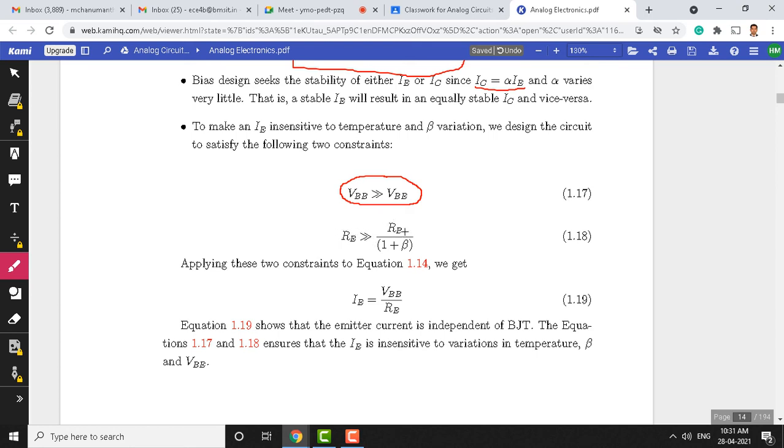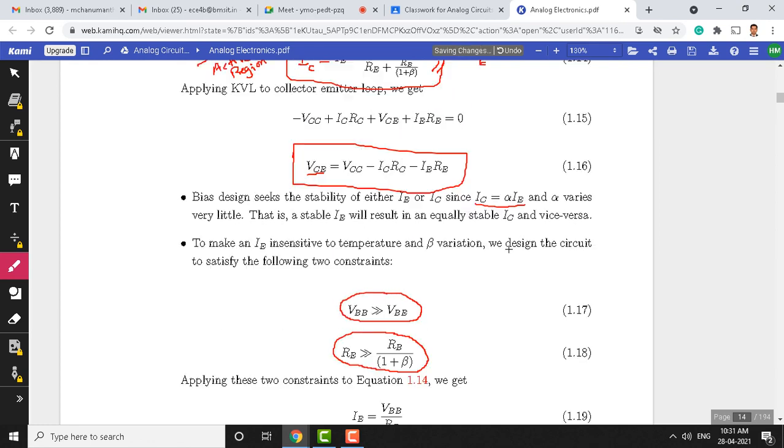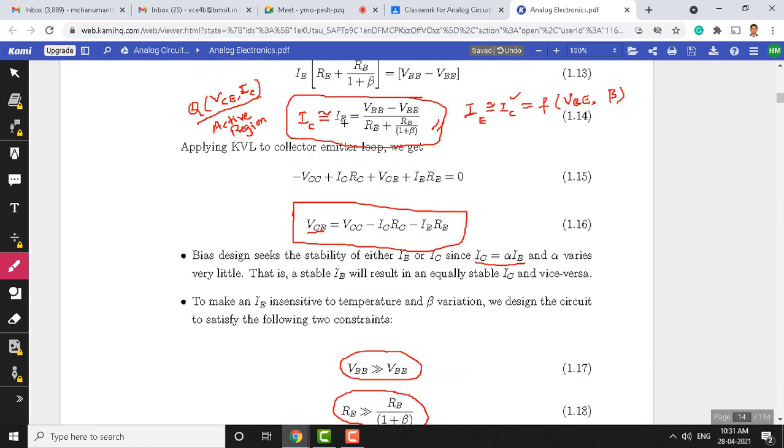By having these two assumptions in the IE equation, what changes are going to happen? Just look at this. This is the IE equation here. If I assume that VBB is greater than VBE, then this VBE numerator term can be neglected, right? Since VBB is larger compared to VBE for the first condition.